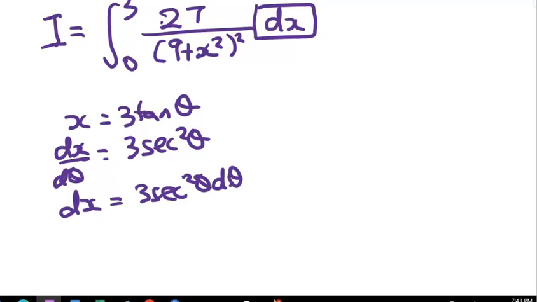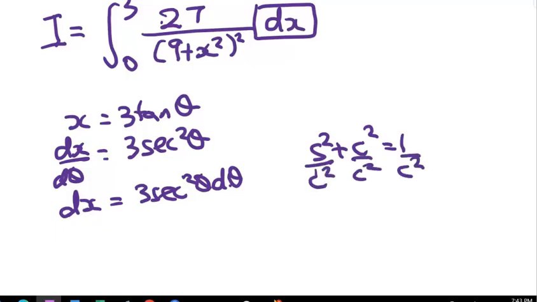Now the next thing to remember is that as soon as you see that you're working with sec squared theta, you should be thinking about your tan squared sec squared identity. So just in case you've forgotten where that comes from, let's just take our basic Pythagoras identity. When we divide everything through by cos squared, that tells me that tan squared theta plus 1 is equal to sec squared theta. And that's what's going to help me in that denominator.